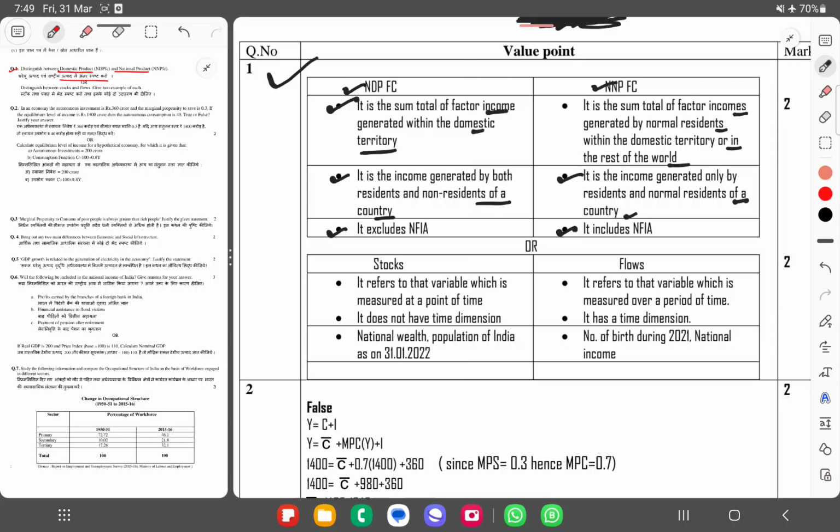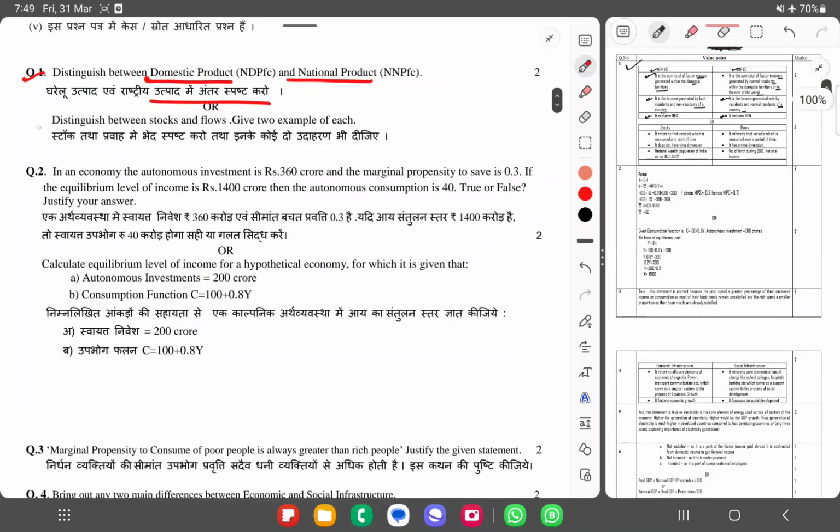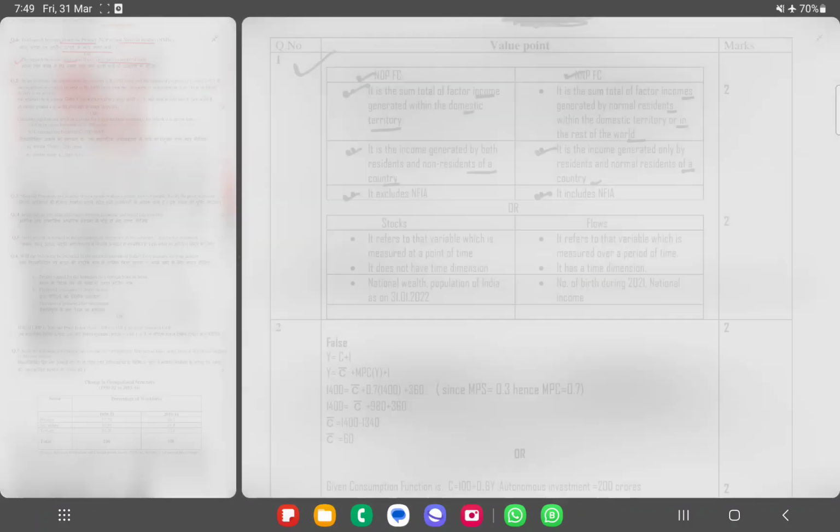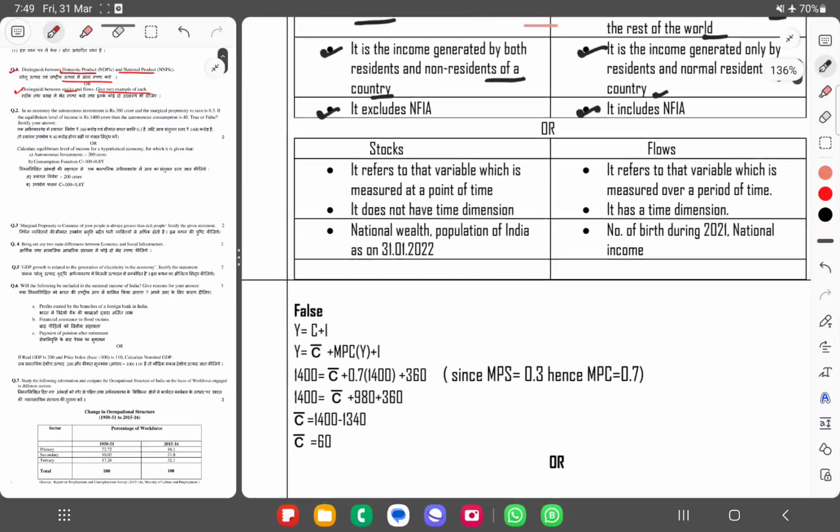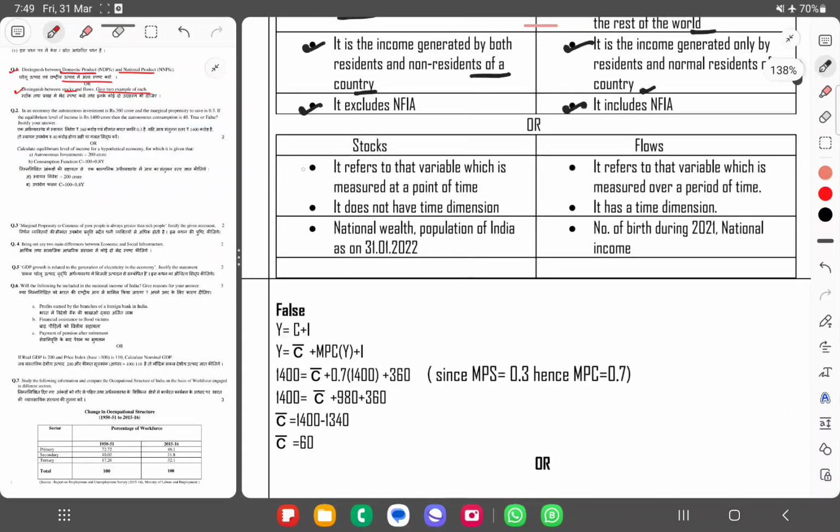ठीक है, तो चलिए नेक्स्ट वन इसी का और है, डिस्टिंग्विश बिटवीन द स्टॉक एंड फ्लोज, गिव टू एग्जांपल्स ऑफ ईच। इसी का और देखते हैं। स्टॉक और फ्लोज में आपको डिफरेंस क्रिएट करना है। स्टॉक इट रेफर्स टू द वेरिएबल विच मेजर्ड एट अ पॉइंट ऑफ टाइम। फ्लोज इट रेफर्स टू दैट variable which is measured over a period of time. It does not have time dimension, it has a time dimension.